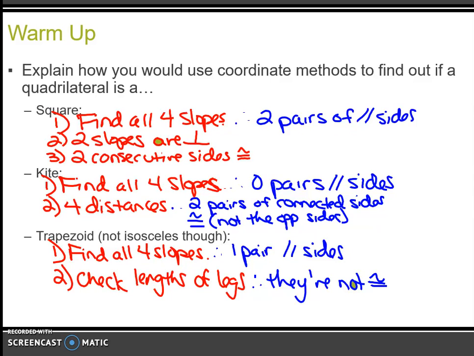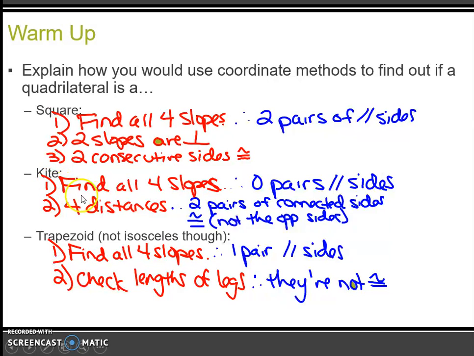Hi everyone, before I begin the lesson, let's recap what we did previous lesson. Explain how you would use coordinate methods to find out if a quadrilateral is a square, kite, or trapezoid. So here you have a square. You can use two pairs of parallel sides by finding all four slopes, two slopes that are perpendicular, and two consecutive sides that are congruent. So these are the three things you can use to prove the quadrilateral is a square.